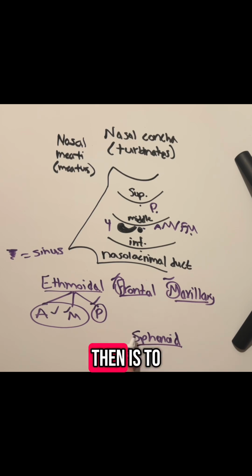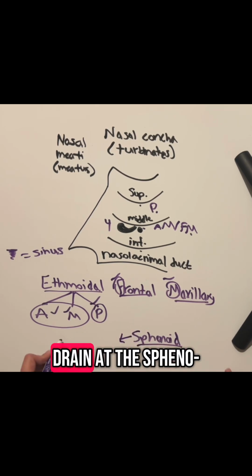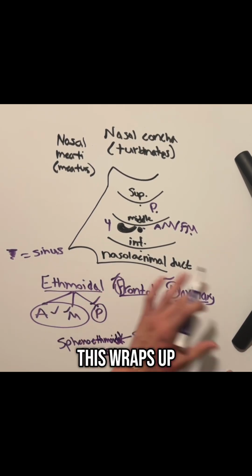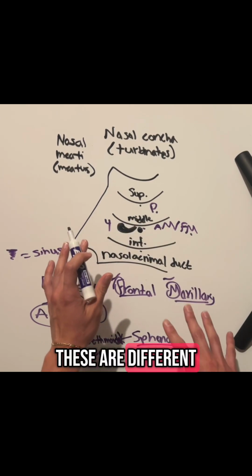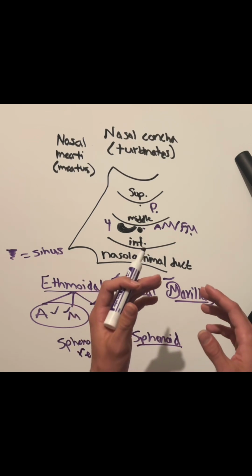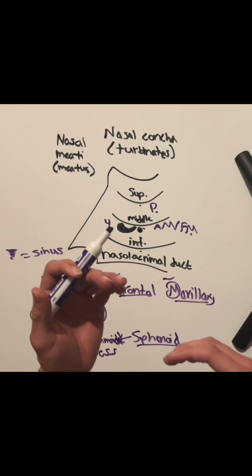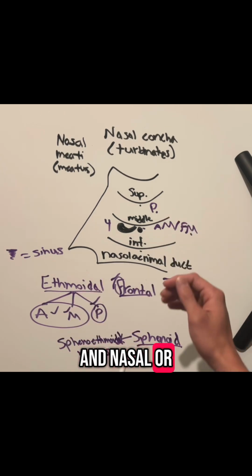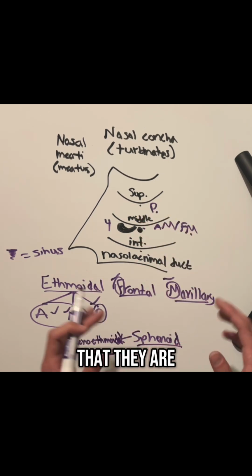Now, the last question is to clear up where the sphenoid sinus drains. The sphenoid sinus is going to drain at the sphenoethmoidal recess. This wraps up the nasal sinuses. These are different than venous sinuses. Remember that a sinus just means a space, whereas venous sinus implies it's filled with venous blood, and nasal or paranasal sinuses imply that they are related to the nasal cavity.